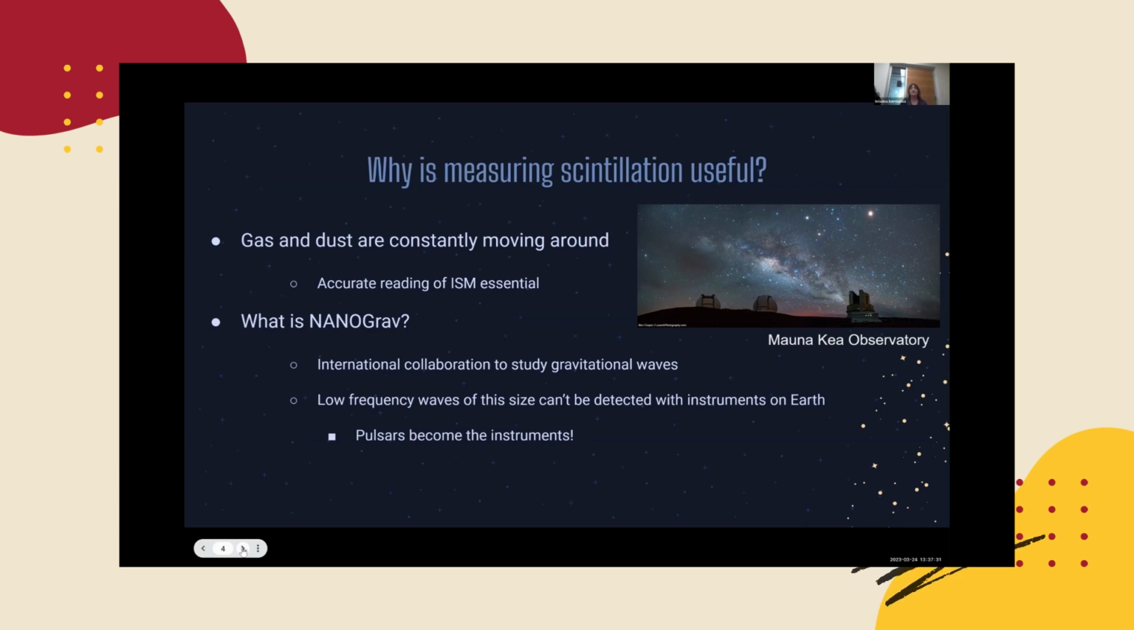If NanoGrav takes a look at pulsars whose pulses are coming in either a few seconds early or a few seconds late, they're able to determine whether or not this could be from a low frequency wave by taking a look at measurements of scintillation. Scintillation could distort the timing of when the pulsar's pulse is received here on Earth. So it's important to know whether the timing is off because of a cloud of dust or if it could be from a low frequency wave.